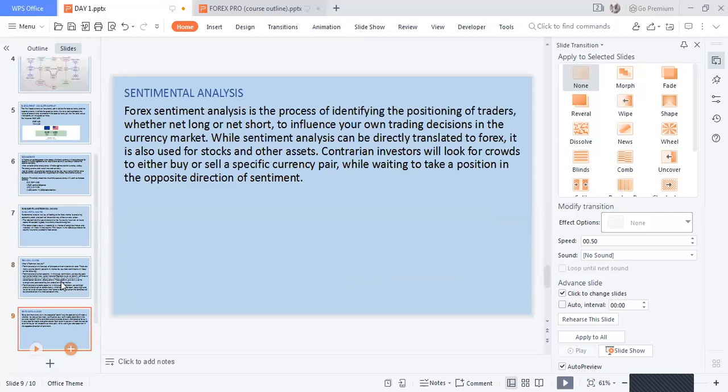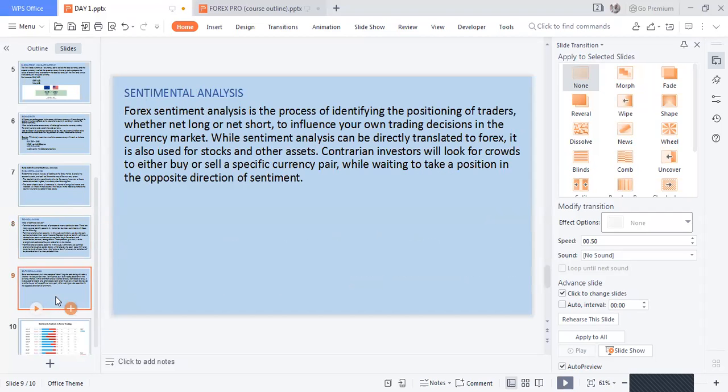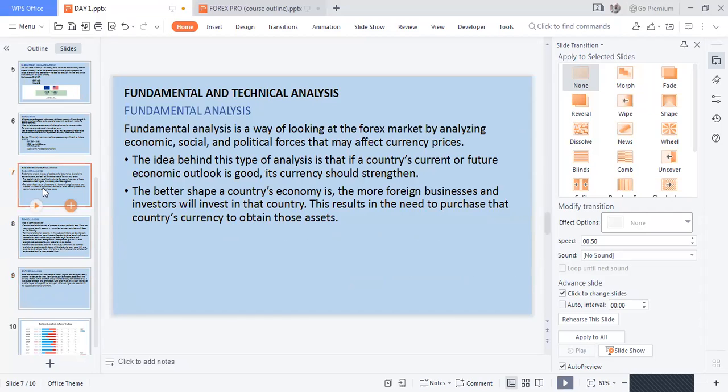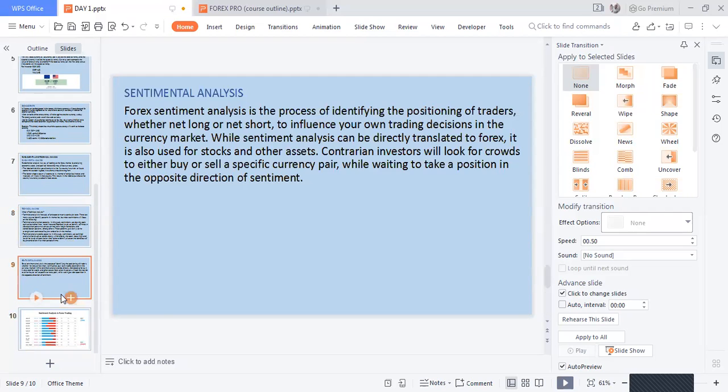Now, there's something called sentimental analysis. Actually, there are 3 types of analysis. I don't always like talking about sentimental because I feel that it is people's opinion. But there are 3 types of analysis. 1, the fundamental analysis, which I'll still talk about on day 4 and day 5. 2, technical analysis. 3, sentimental analysis.